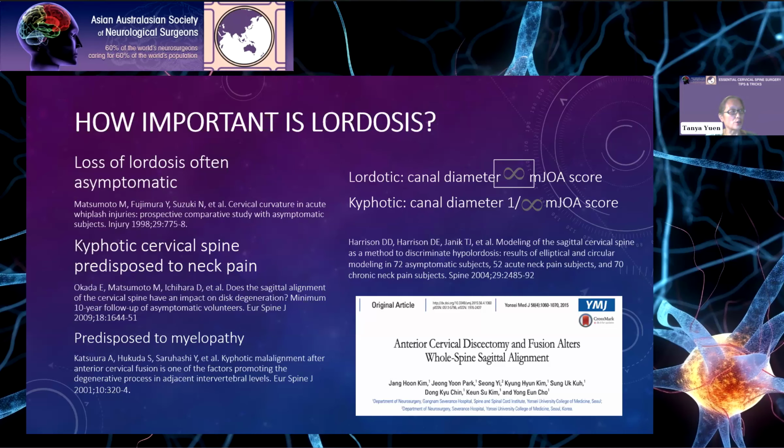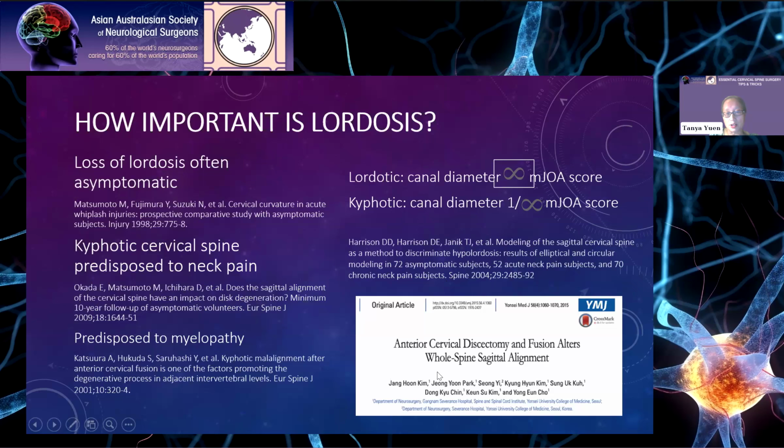And there are studies that show that kyphotic spine predisposes patients to an increased risk of developing neck pain and deficits, as we spoke about. Interestingly, there was a study that showed that in a lordotic spine, if the canal diameter was less, then there was more disability. In a kyphotic spine, it's quite the opposite. If the canal diameter is less, then it has less of an effect on the disability.